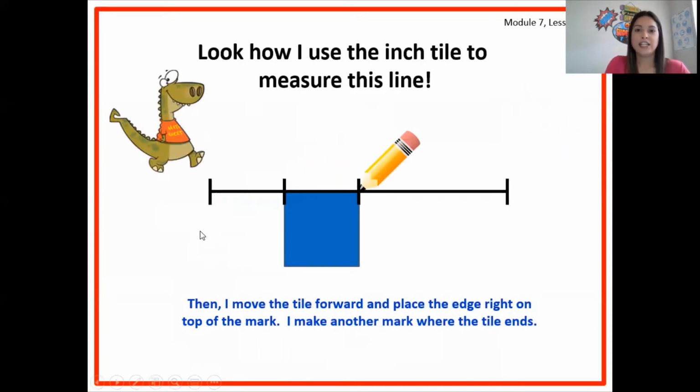Look how I use the inch tile to measure this line. So what I did was I moved the tile forward and I placed it at the edge, right on the top of the mark. Remember, right at the top of the mark. Then I make another mark where the tile ends again. So to keep measuring this line, what do you think I'm gonna do? I'm gonna use the mark and move forward again, right? So I'm gonna grab my inch tile and I'm gonna move it again to make another line.